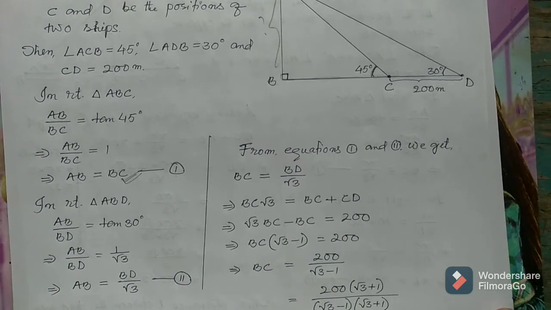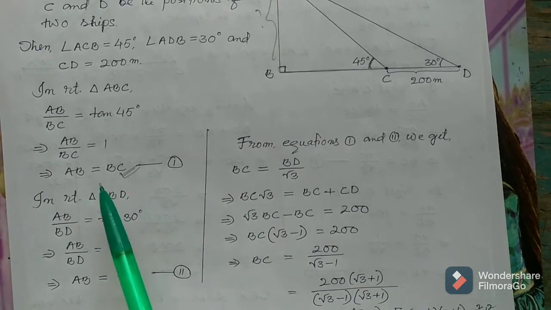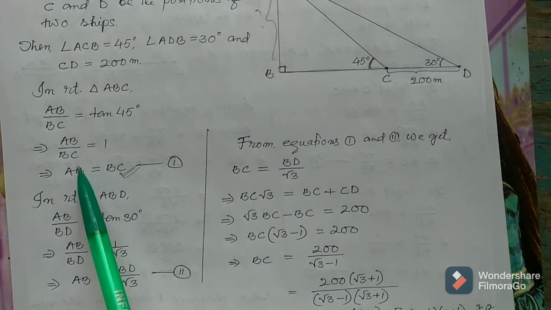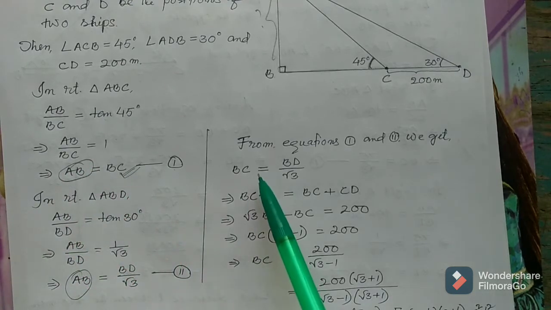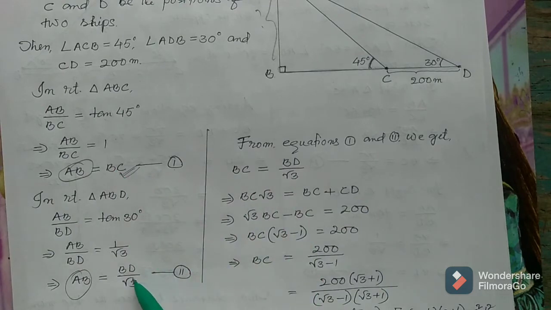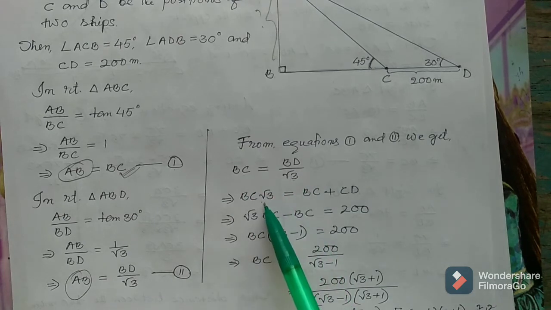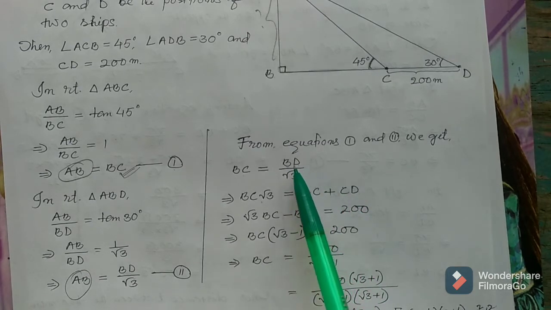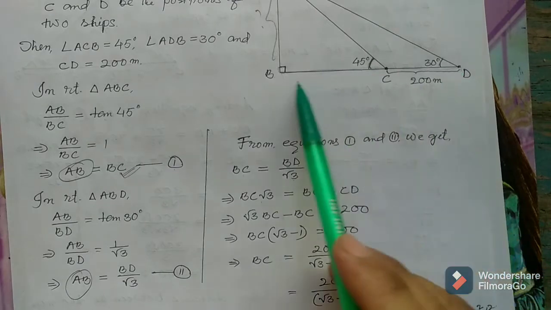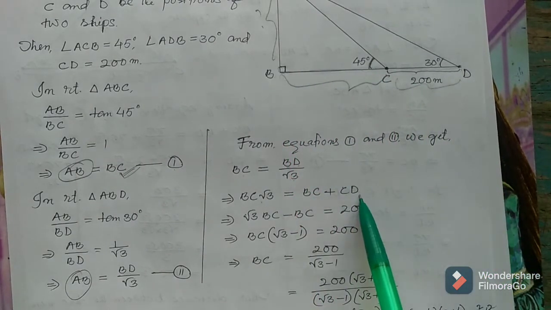So now let's combine the two equations. From equation number 1 and 2 we get, what do you see in the two equations? Here in two equations, equation 1 and 2, we have left hand side AB. Since left hand side are equal, we make right side also equal. BC is equal to BD by root 3. So from here we bring this root 3 from right side to left, then divide becomes into, and then right side we write BD. We write BD as BC plus CD.